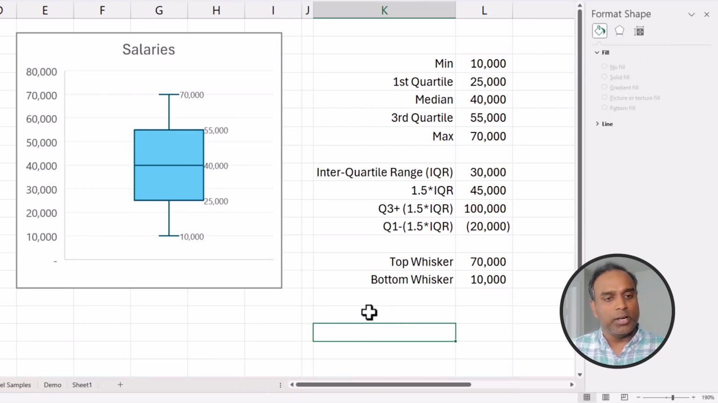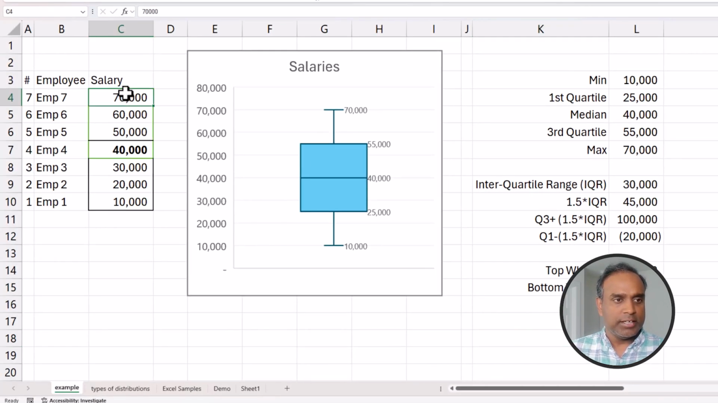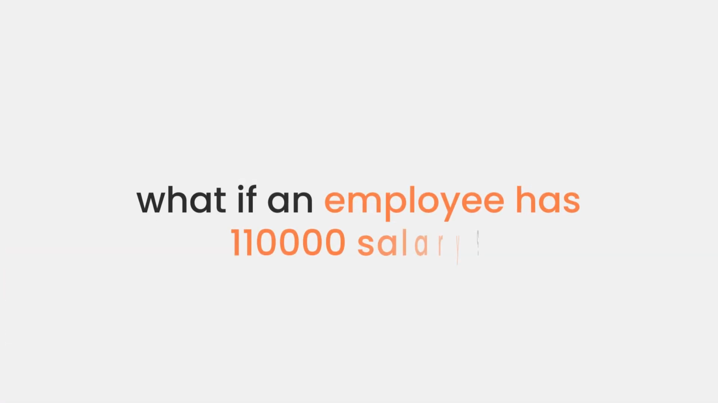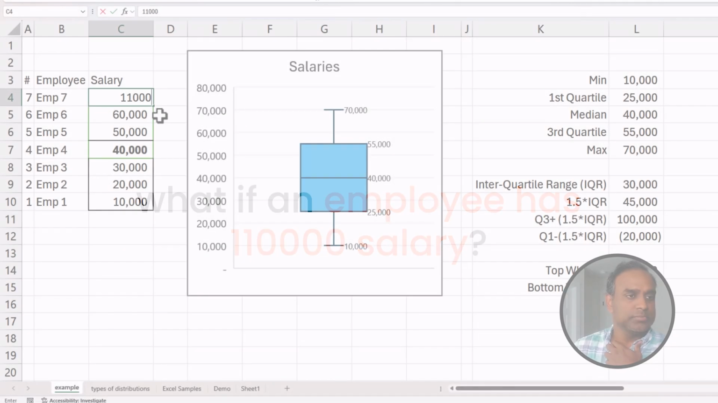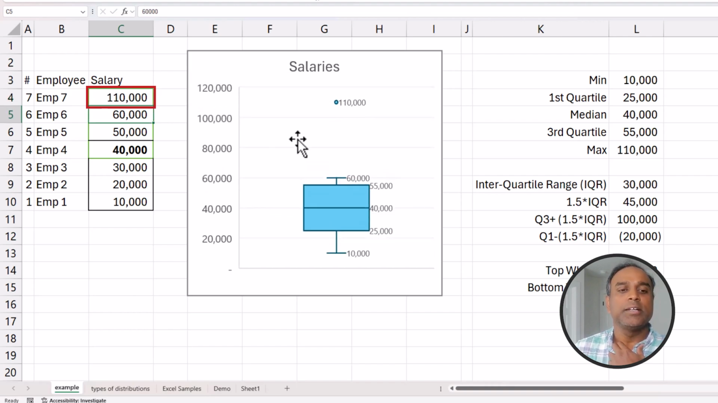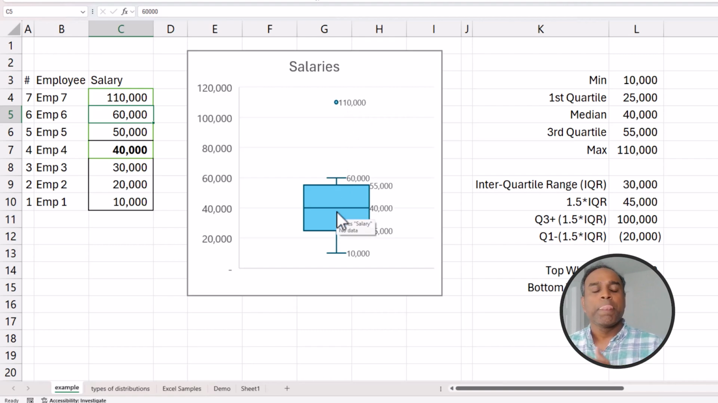The next thing is the outlier. So what is an outlier? So let's say in our data set, the top maximum value is 70,000. What if there was somebody with 110,000? Now, suddenly, Excel will say, oh, that's an outlier. I'm not going to plot it within the box. It'll be a completely separate outlier point.